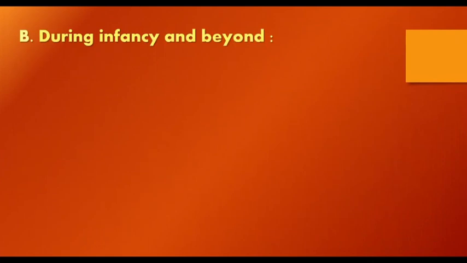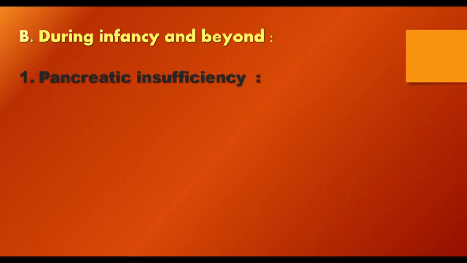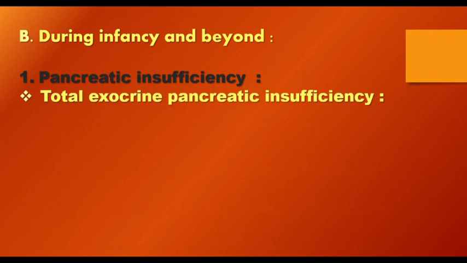Now, what if the presentation happens during infancy and beyond? The problem will affect the exocrine gland, which is the pancreas, so it will lead to pancreatic insufficiency. Pancreatic insufficiency means failure of the pancreas to produce sufficient digestive enzymes. You remember, this is an example of digestive failure. So the pancreas fails to produce sufficient digestive enzymes to allow for the breakdown and absorption of which part of the food? Of fat and protein, leading to malabsorption. And this could be total exocrine pancreatic insufficiency, or it could be partial.